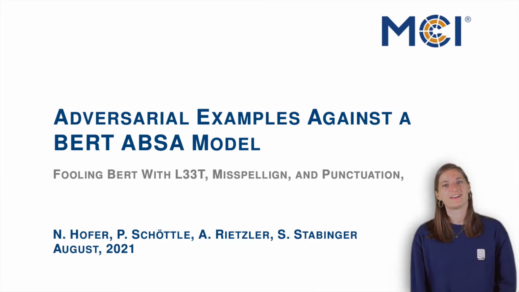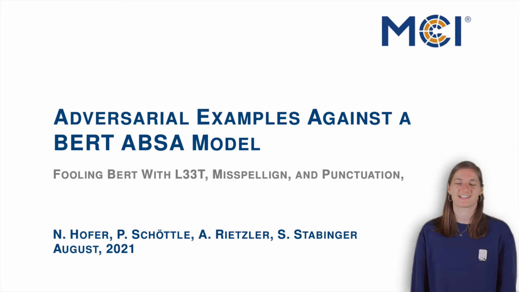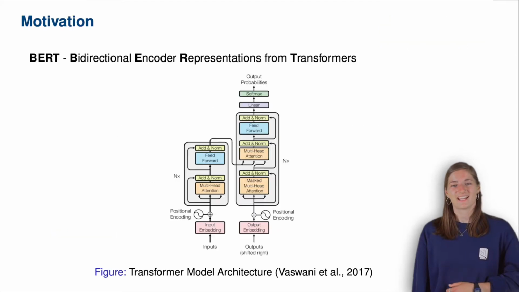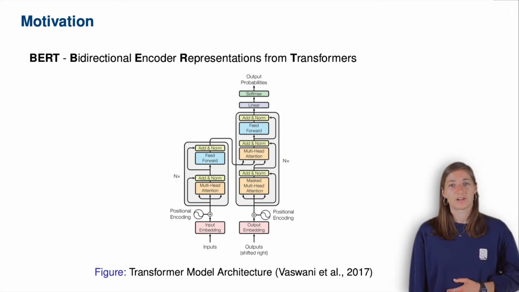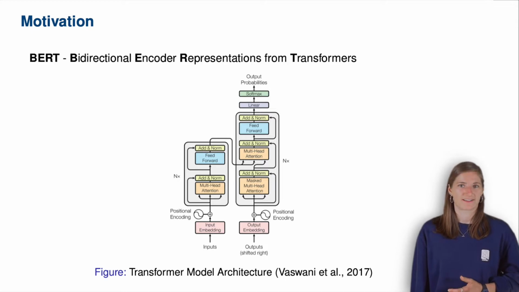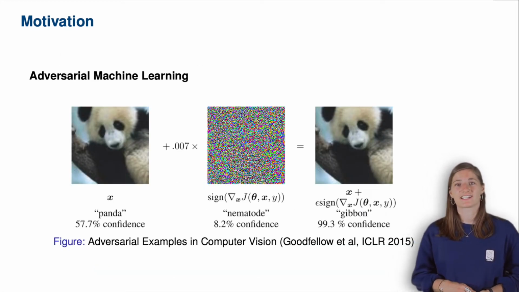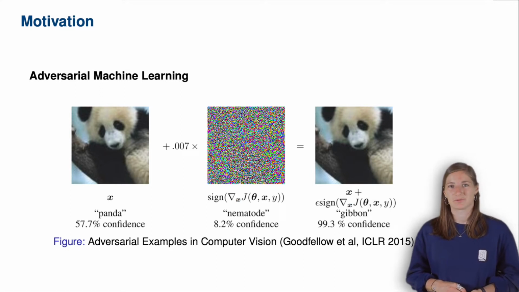My colleagues and I researched the robustness of a BERT model for the ABSA task against adversarial attacks. But what does all of that mean? Let's start with BERT. BERT is the state-of-the-art transformer-based language model applied in natural language processing tasks. One of these tasks is called ABSA, which is a more fine-grained aspect-based sentiment analysis task, leaving us with adversarial attacks. Adversarial examples are minimally altered inputs that a model misclassifies.